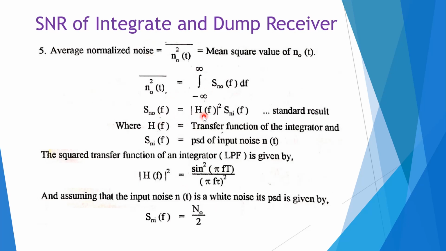It is nothing but magnitude of H of f square into S_Ni of f. That is a standard result we know, whereas H of f is the transfer function of an integrator, and S_Ni of f is the PSD of input noise. The square of the transfer function of an integrator, you can write as sin square pi f T divided by pi f T square. And assuming that the input noise N of t is a white Gaussian noise, we can easily write that PSD of white Gaussian noise is nothing but N0 by 2.